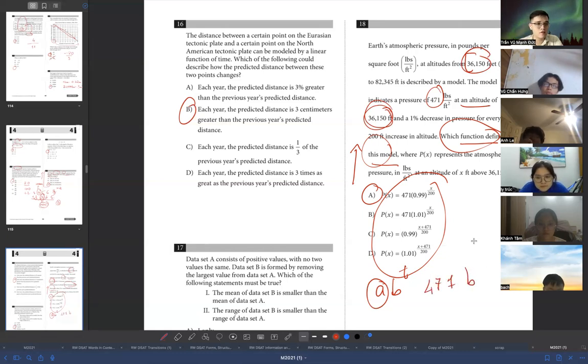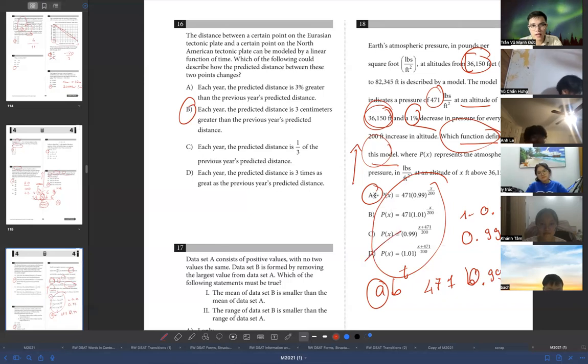How about B? B is the growth factor or the decay factor. So look, a 1% decrease means 1 minus 0.01. So it's going to be 0.99. This is getting close. So we can just cross out C and D and we choose A. But furthermore, how about T?